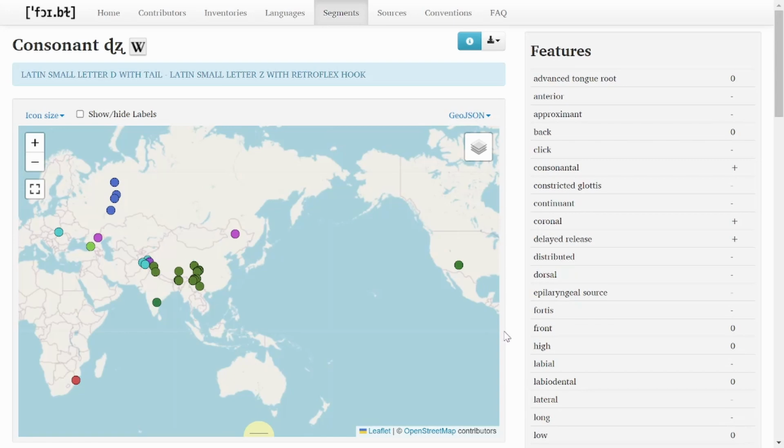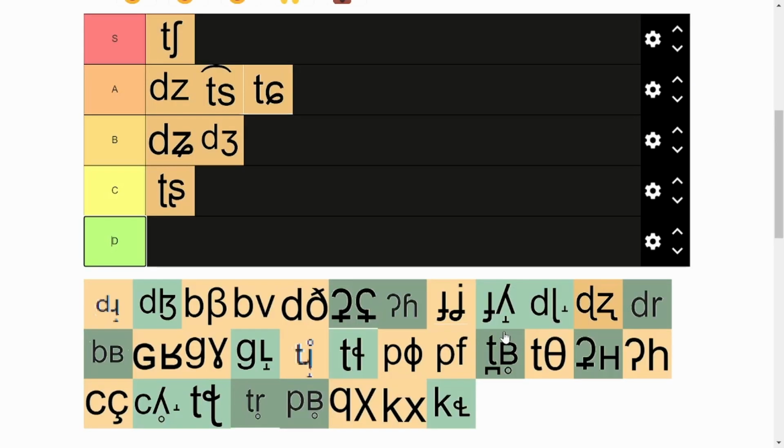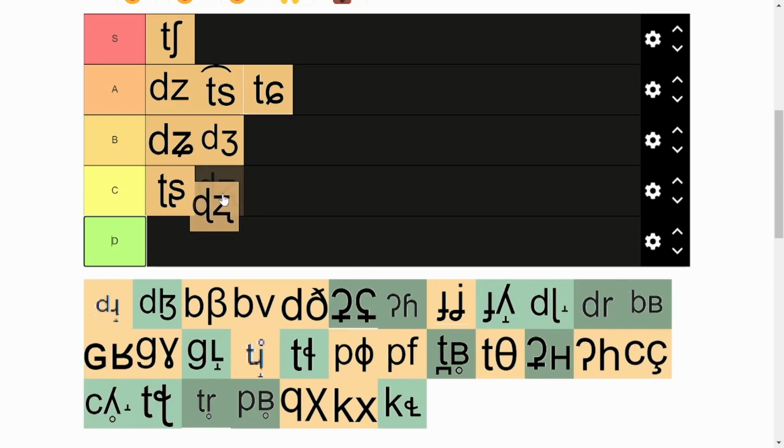Of course. What do you think about dr? I think of it very similarly to ch. Yes, voiced. I think that it should also be C tier, for the very same reasons. But I can say for retroflexes, I do like the voiceless ones better than the voiced ones, especially in these affricates. You good with it there?